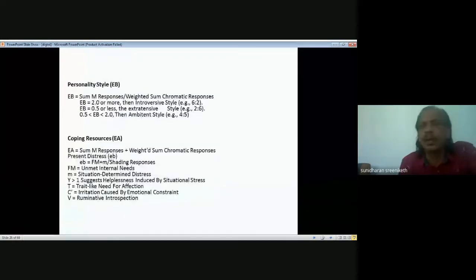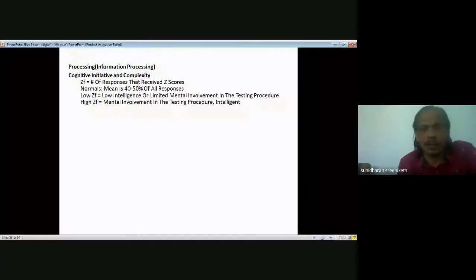Using this different formula, like the form responses, movement responses, gesture responses, texture, color naming, etc. Okay. Then information processing, cognitive initiative and complexity is very important. Psychological problems, especially those involving a psychological disorder, cognitive impairment or symptoms, thought impairment can be easily understood by this index, this cognitive initiative and complexity.